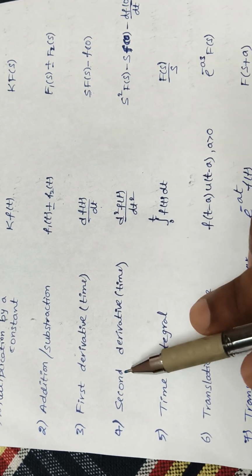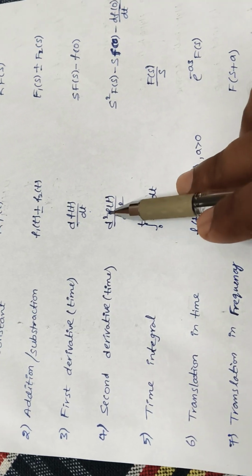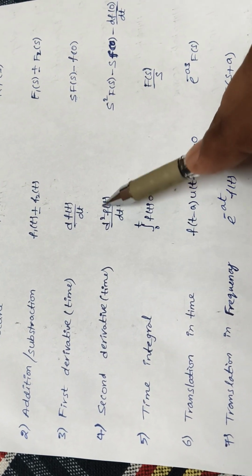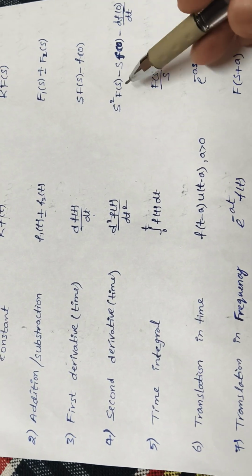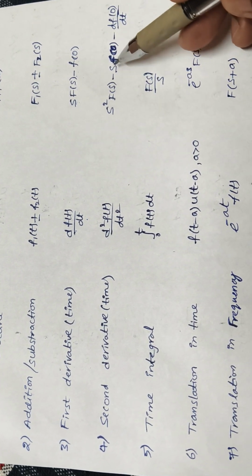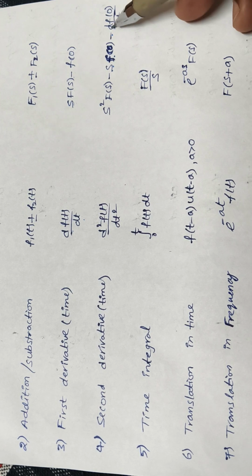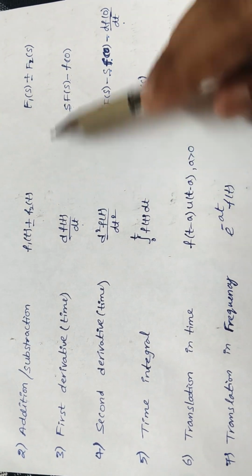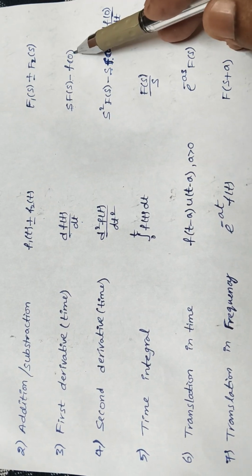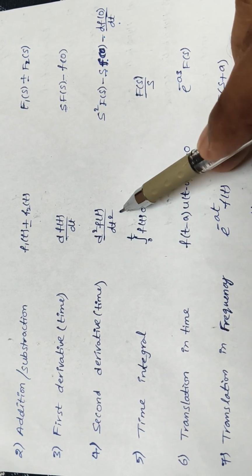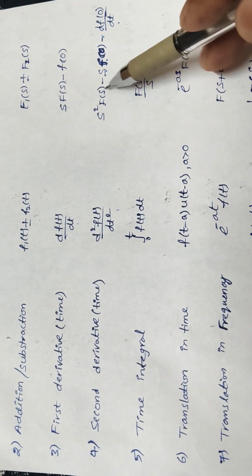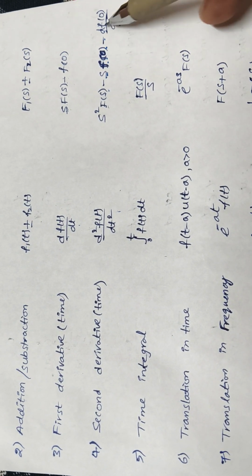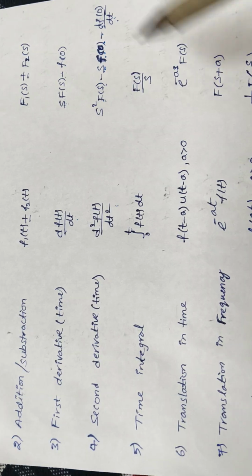Okay. So the second derivative in time, d square f of t by dt square. The Laplace transform of d square f of t by dt square is nothing but s square F of s minus s f of 0 minus df of 0 by dt. Earlier we had only one derivative, meaning sF of s minus f of 0. If you have two derivatives, it is s square F of s minus s into f of 0, and one more differentiation, d by dt of f of 0.